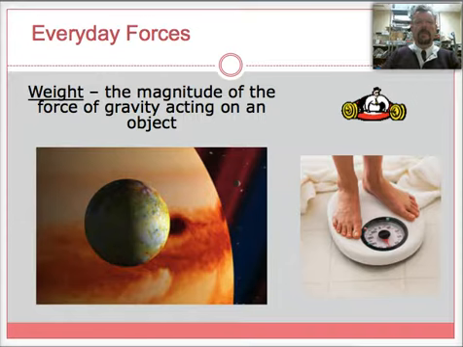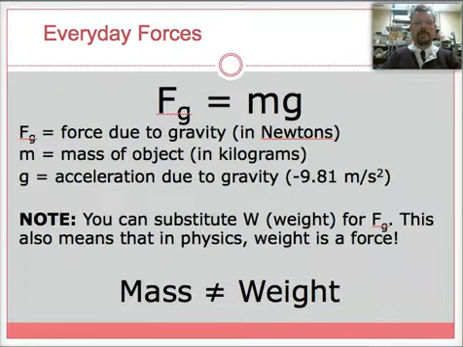Everyday forces. One of them is weight, and the magnitude of the force of gravity acting on the object is what weight is. The formula is the force of gravity is mass times gravity, which is the acceleration. Force of gravity is due to the force of gravity on an object. It's in newtons. Mass is the mass of the object in kilograms. And gravity is acceleration due to gravity, 9.81 meters per second squared.